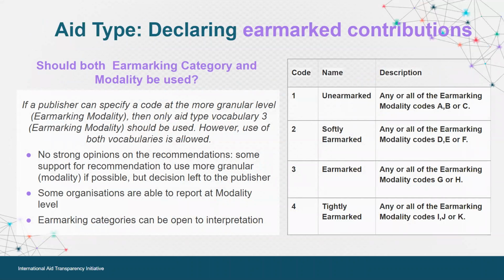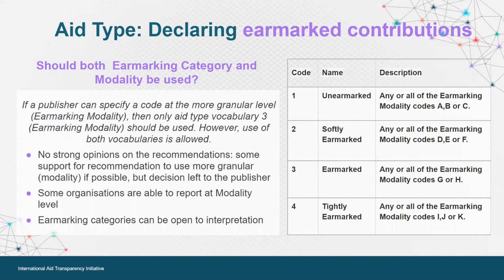Moving on to the next slide. So this is exactly what we're talking about. We're talking about the categories, which you can see on the slide: unearmarked, softly earmarked, earmarked, tightly earmarked. And then the modalities is basically a separate code list that looks at those kind of subcodes for each one of those categories. So one of the questions we wanted to understand is how those are currently used, so whether organizations will be able to use both, or the category vocabulary, I think that is in the slide.